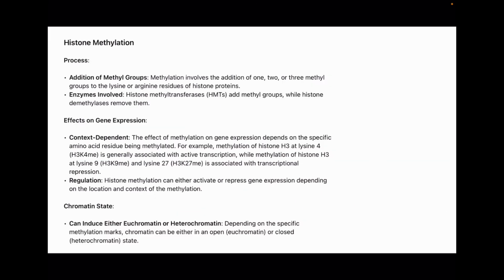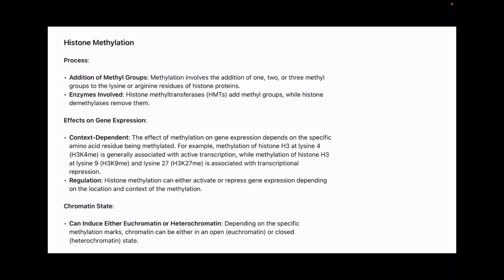So let's look into histone methylation. What happens in histone methylation? There's an addition of methyl groups. Methylation involves the addition of 1, 2, or 3 methyl groups to the lysine or arginine residues of histone proteins. The enzymes that are involved are histone methyltransferases. They add methyl groups, while histone demethylases remove them.